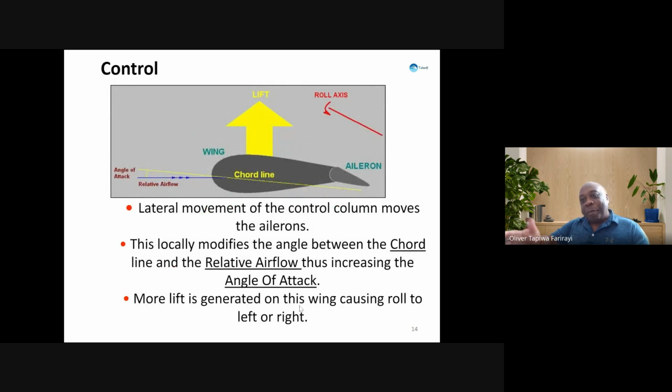Okay, if you want to do the opposite, then you'd also do the opposite of that if you want to turn right. So what is happening here? Lateral movement of the control column moves the ailerons. This modifies the angle between the chord line and the relative airflow. That's increasing the angle of attack. The more lift is generated on this wing, causing it to roll left or right.